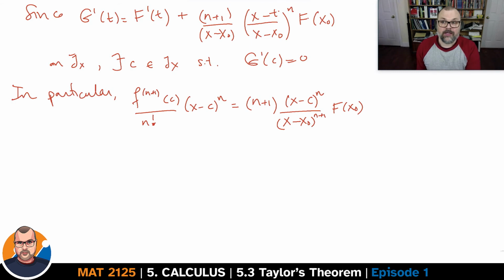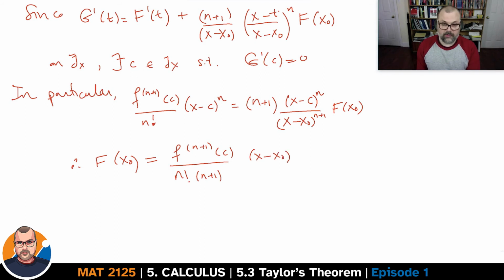It comes from here. G prime at c is 0, meaning that f prime at c is equal to this expression here. What you get out of this is f of x naught, this term here; you multiply and divide all the terms. That's going to be the n plus 1th derivative of f evaluated at c divided by n factorial, this thing here, divided by n plus 1 here, times x minus x naught to the power n plus 1. One goes here, and then the x minus c and the x minus c will cancel one another. Solve for f of x naught.